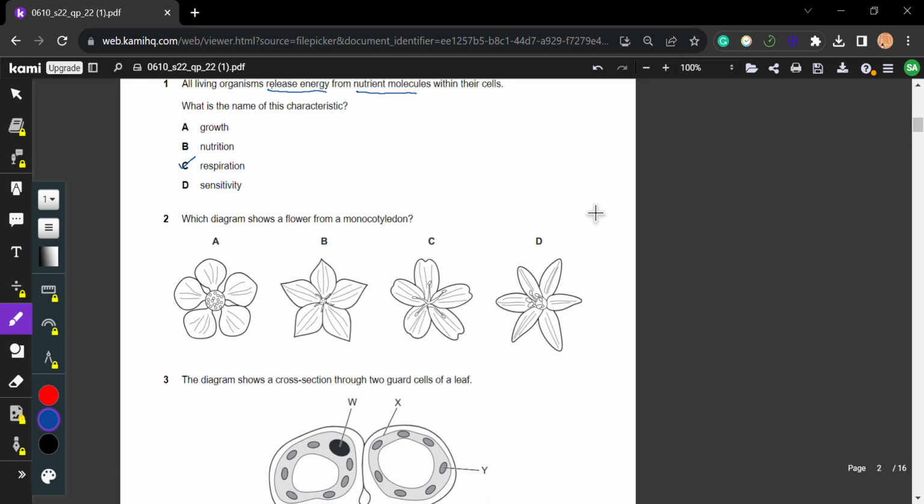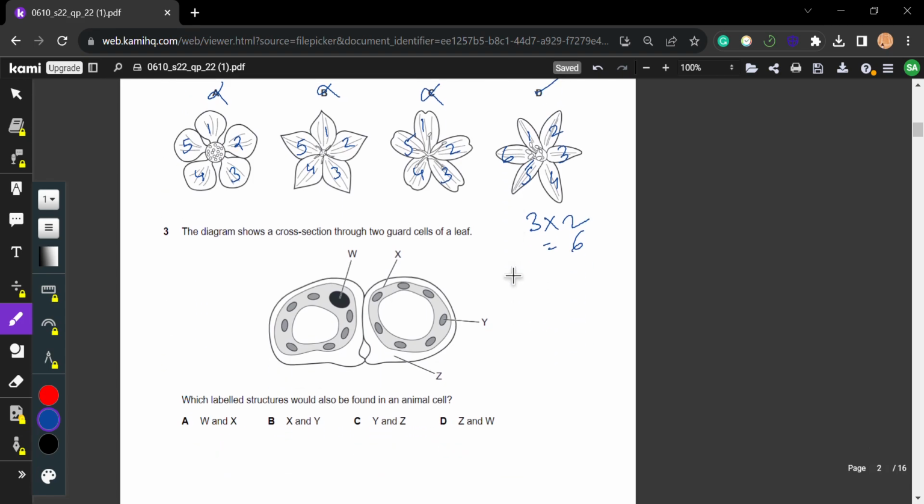Which diagram shows a flower from a monocotyledon? Now, monocots, as the name suggests, have one cotyledon, right? Their petals are in multiples of 3. So we're going to count. This is 1, 2, 3, 4, and 5. It's not this. This is a dicot plant. 1, 2, 3, 4, 5. This is a dicot plant. 1, 2, 3, 4, 5. Dicot. 1, 2, 3, 4, 5, and 6. Now 6 is a multiple of 3. So therefore the answer is D.